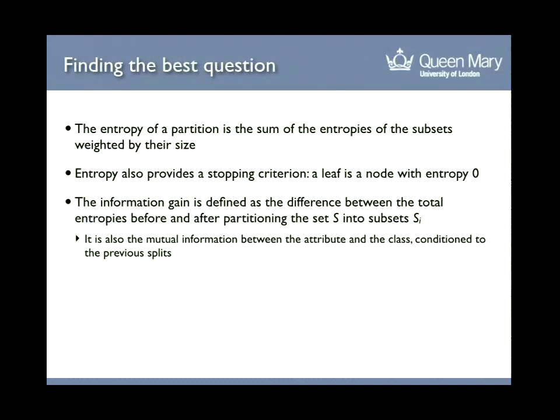The entropy should be reducing each time as you go down. It can't actually get bigger, it can only go down, but it could stay the same. Right? You can ask questions that don't add to your information. So this is also the mutual information, the information shared between the feature that you're testing and the training examples, given the fact that you may be in the middle of the tree, not at the top of the tree. Right? So these things are now subsets, they're not necessarily over the whole training set.